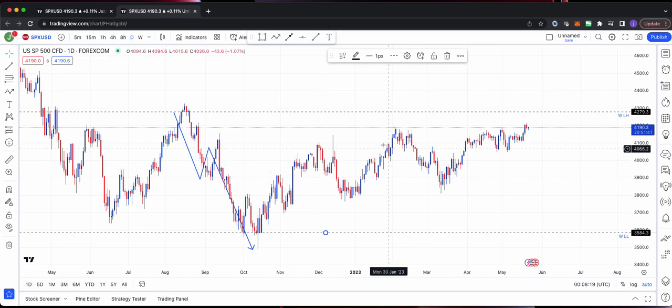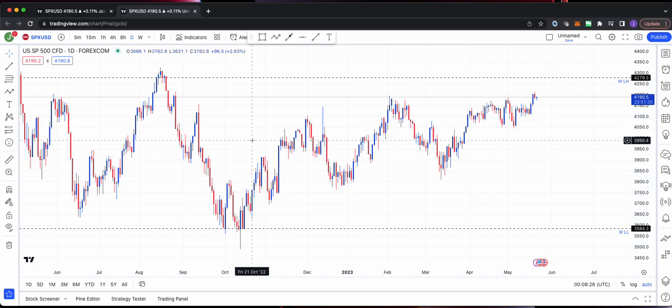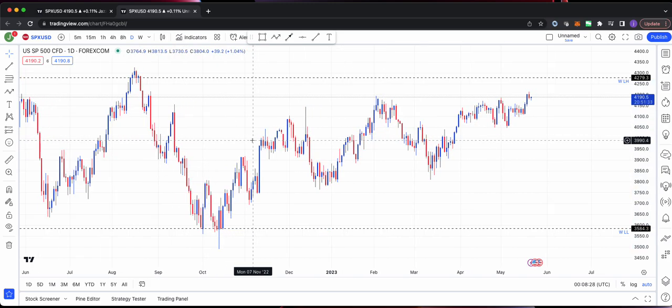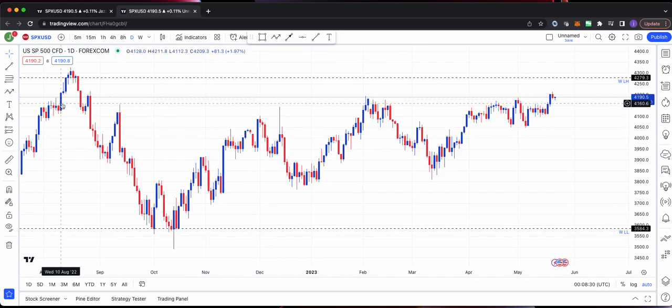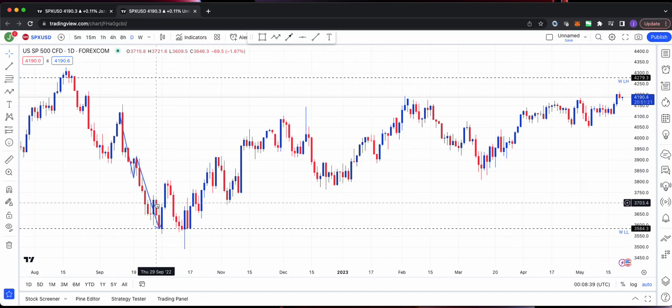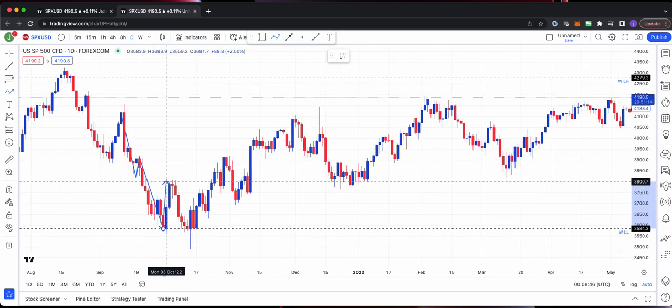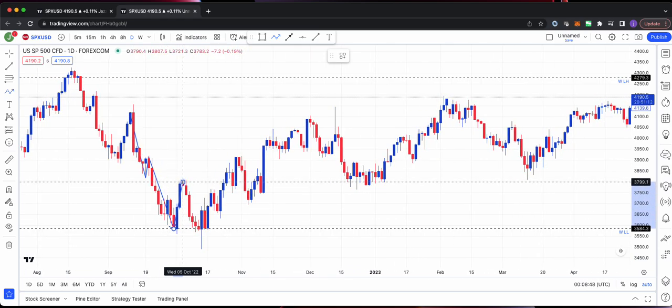Actually, no, daily will be different, so let's do it again. In daily, let's say this is a lower high, a lower low, and then we have another sort of lower high, but we did not make a lower low.